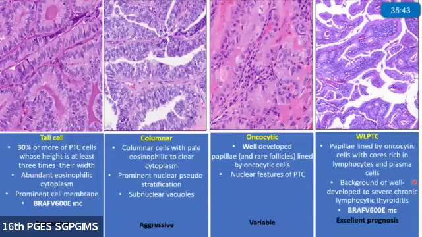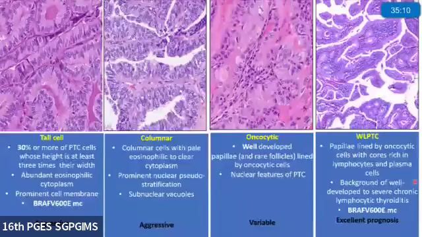These are the differential diagnoses of tall cell variant, which include columnar cell variant of PTC, oncocytic variant, and Warthin-like papillary thyroid carcinoma. Columnar cell PTC has pale eosinophilic to clear cytoplasm, prominent nuclear pseudostratification, and subnuclear vacuoles. And in columnar cell variant, characteristic features of PTC like nuclear pseudo-inclusions and nuclear grooving are usually absent or very subtle.